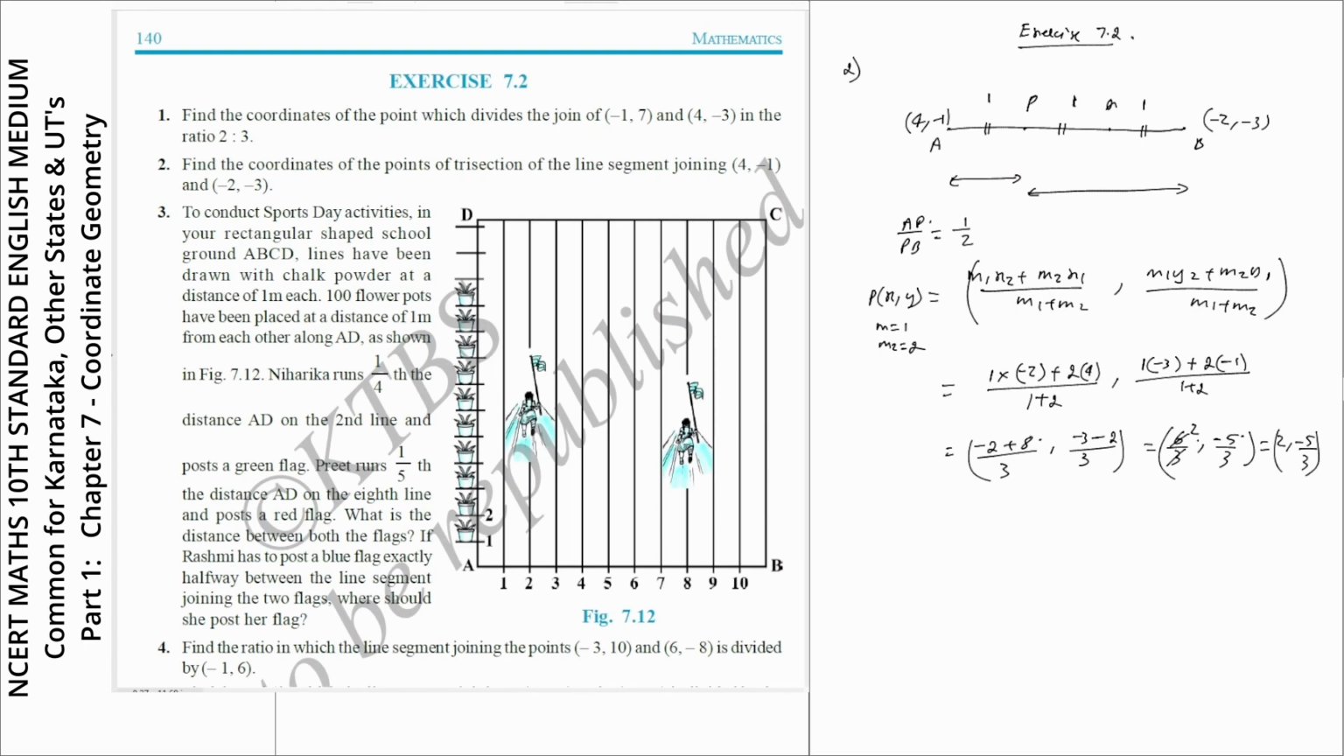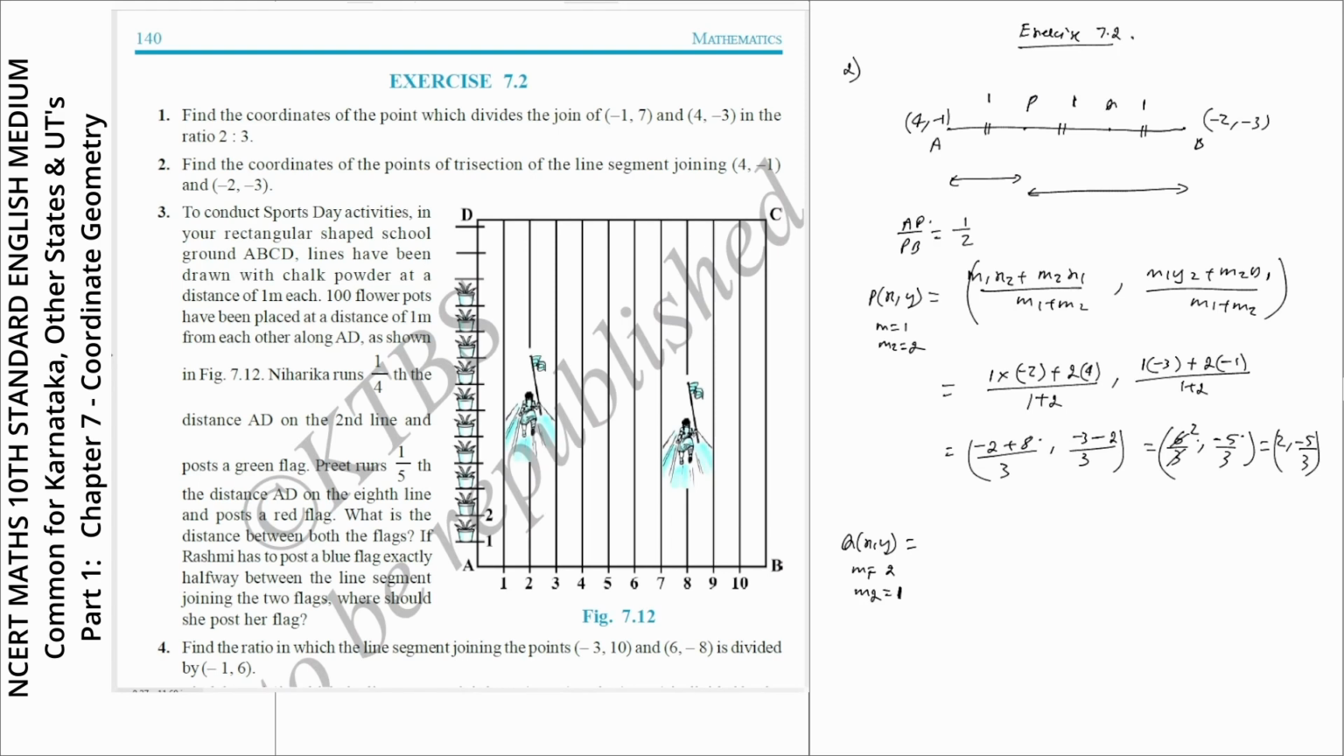Similarly, now what are the coordinates of point Q? So Q of x comma y is given by, now here, see, PQ is to QB will be 2:1. That means m1 will be 2 and m2 will be equal to 1.